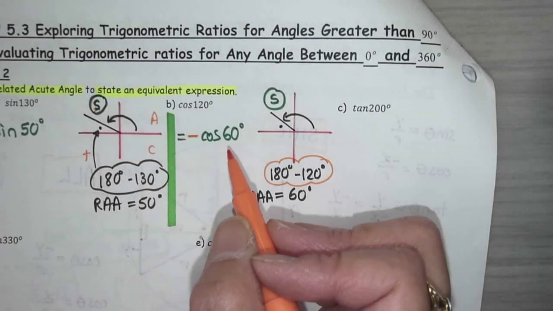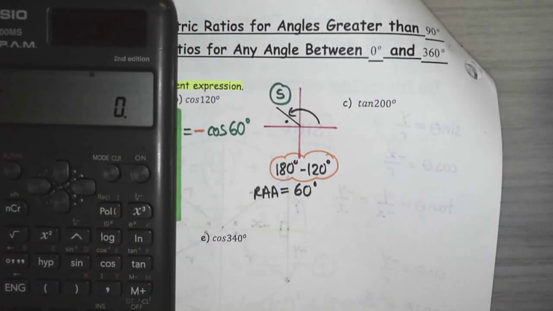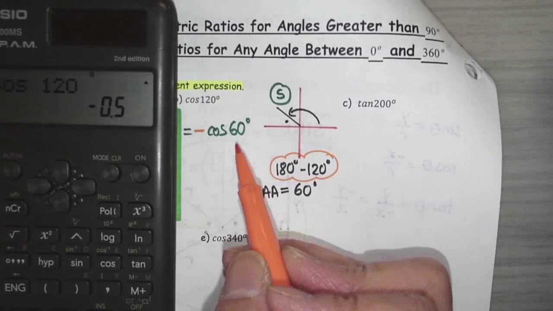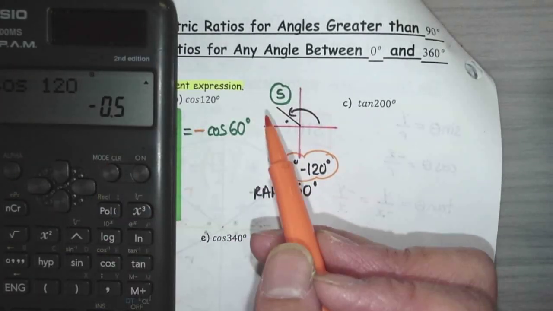So instead of getting cos 60, you can even check some of these. I don't recommend you sit there checking all your answers, but just to prove what I'm doing, cos of 60 is 0.5. If I do cos of 120, it's negative 0.5. It's exactly the same answer. It's like I reduced it, but I have to stick a negative in front of my answer because I'm sitting in the other quadrant.